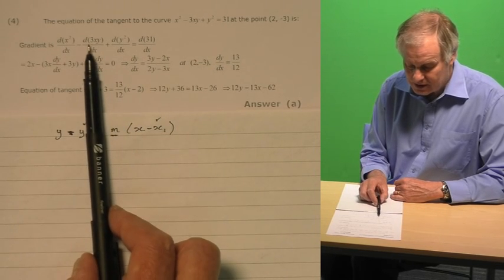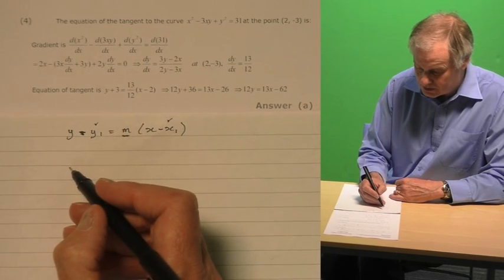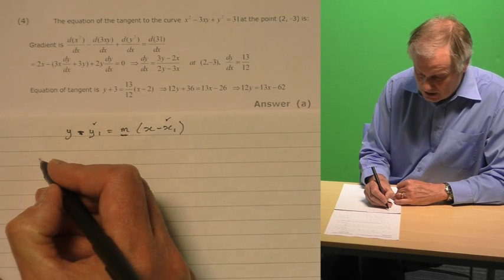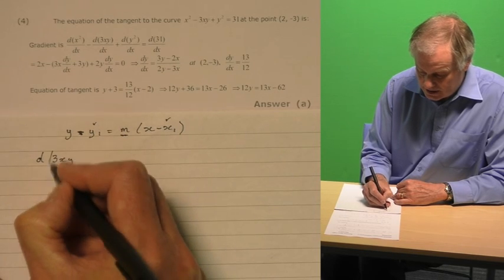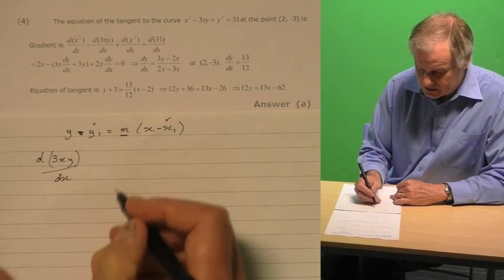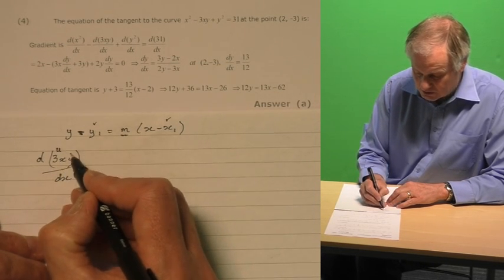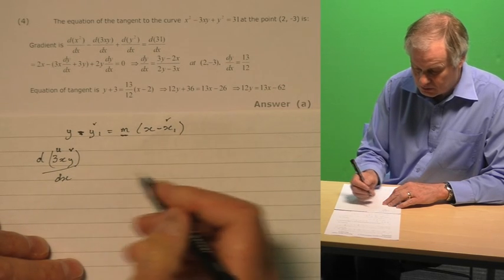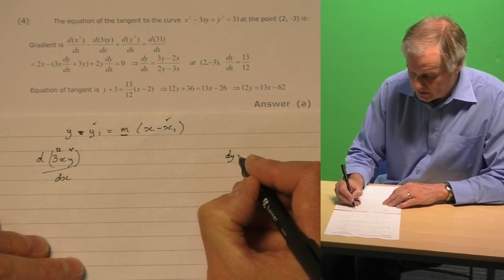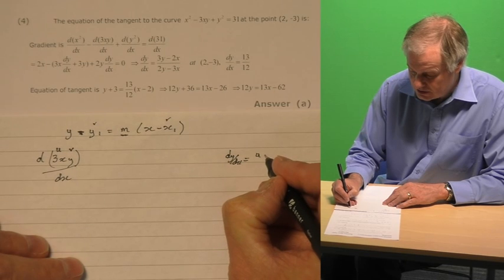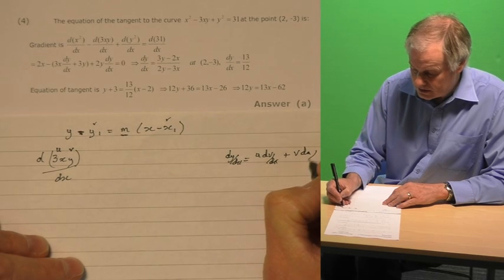So if we focus now on how we differentiate 3xy with respect to x, I'll just put a little bit more detail for that one. I want to differentiate 3xy with respect to x. Well, I'm going to have to use the product rule here. So I'm going to let 3x equal u and y equal v. So I'm going to be using the product rule, which tells me that dy by dx is u dv by dx plus v du by dx.